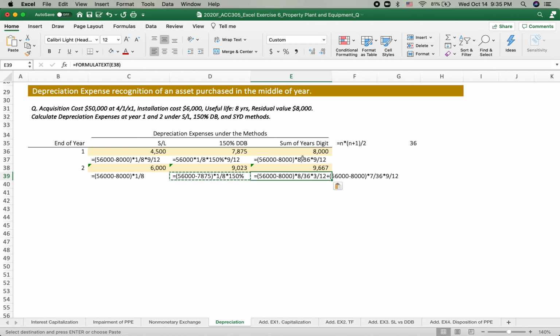So the 9 months for the 8 digit remaining the useful life is only considered in the year 1, but the second year, the 3 months for the 8 years digit plus the 7 years digit for the rest of the months, 9 months for the second fiscal year.